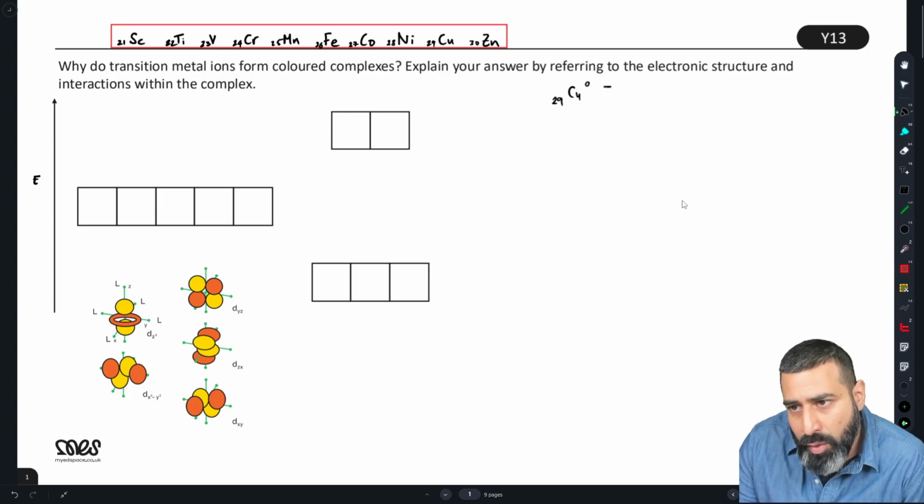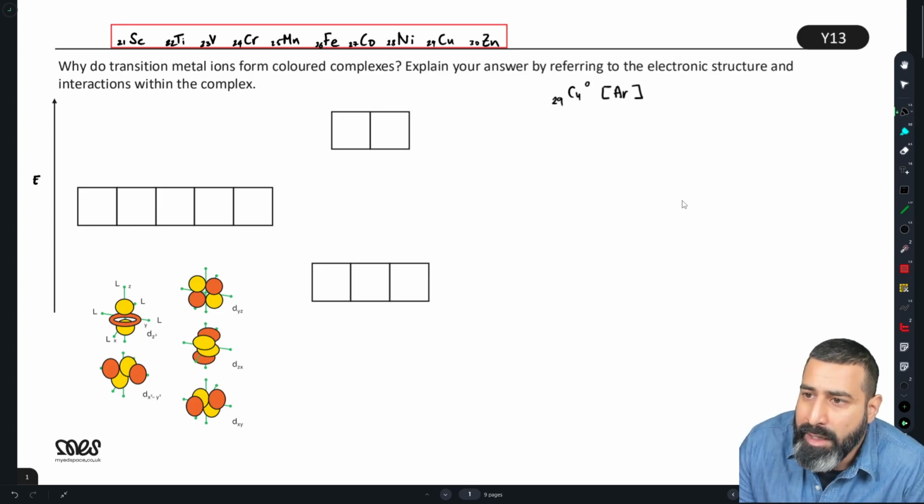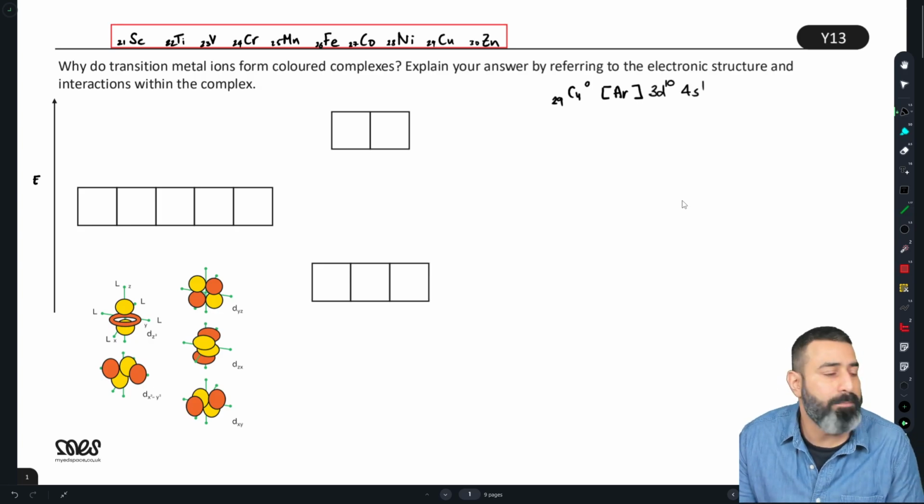Now, the core electrons are going to have the same electron configuration as argon, which is going to be 18. And then we've got our 4s and our 3d. If you prefer, you can do the 3d first and the 4s after. But you've got to remember that it's 4s1, 3d10. Okay?